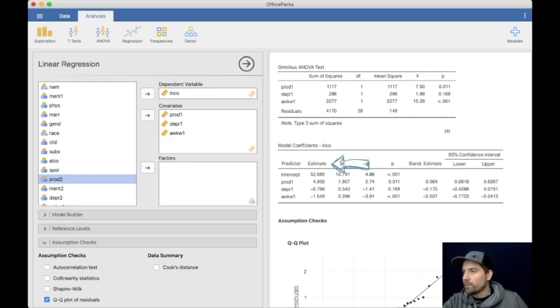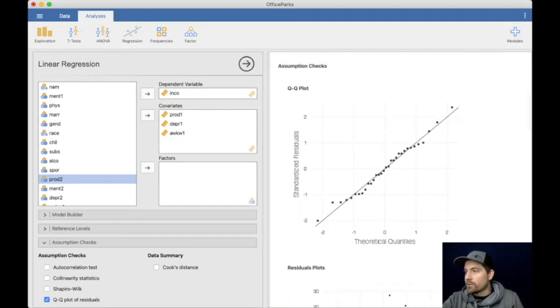These values tell us if we change awkwardness or productivity, how much the income is going to change on average. This is telling us the strength of the relationship. Both of them are really important to look at when you have a multiple regression.